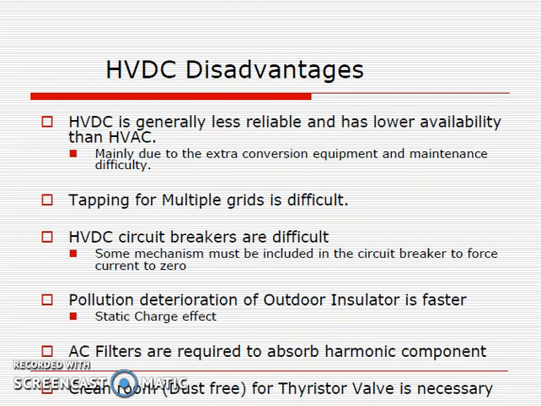Now the disadvantages: HVDC is generally less reliable and has lower availability than HVAC, mainly due to the extra conversion equipment, and maintenance is difficult. Tapping for multiple grids is difficult. HVDC circuit breakers are difficult. Pollution detection of the outer insulator is faster. AC filters are required to absorb the harmonic components. Cleaning of the insulator surface is necessary.